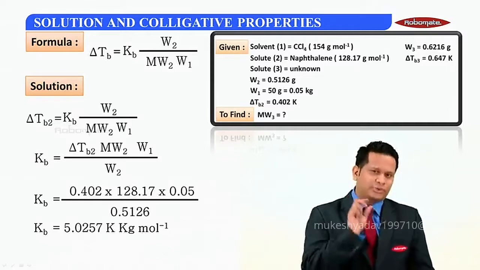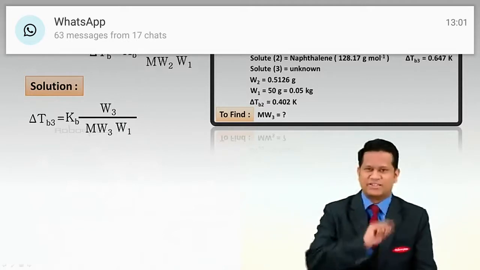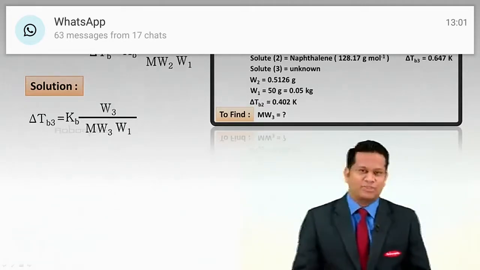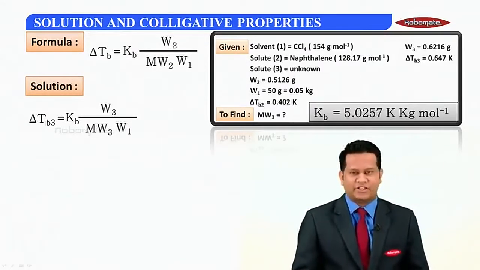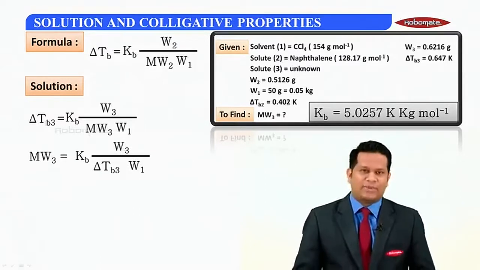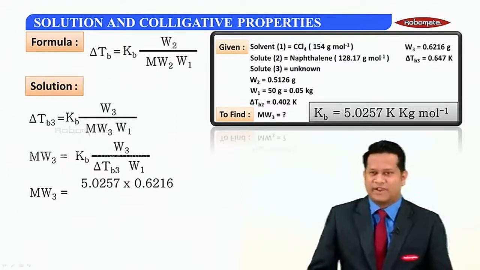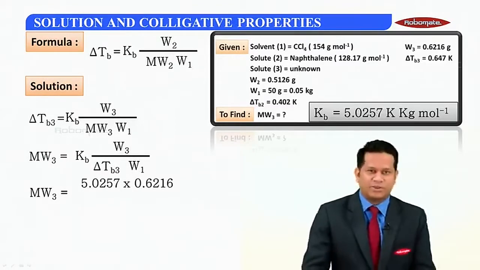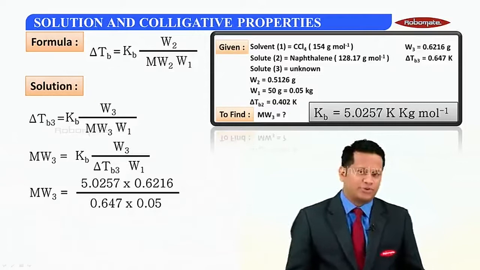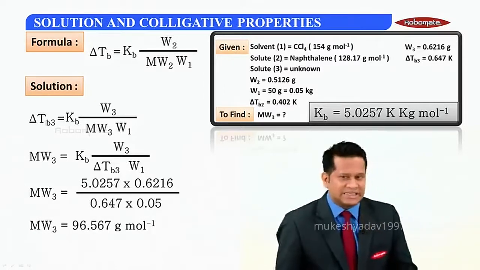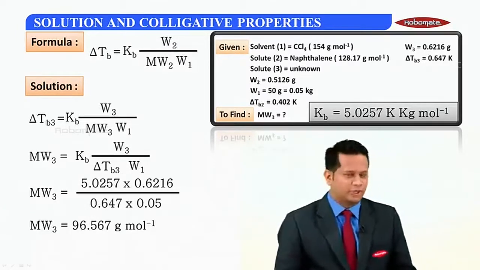Now I'm going to substitute this value of KB in the equation of the second solution. So the second solution equation is delta TB3 is equal to KB W3 upon MW3 into W1, where the value of KB is 5.0257 Kelvin kg mole inverse. Since I need to find MW3, my equation will become KB W3 upon delta TB3 into W1. Let's substitute the values. It is 5.0257 into 0.6216 divided by 0.647 into 0.05, and this will give me, on solving, 96.567 gram mole inverse. That's how we calculate such type of numerical.